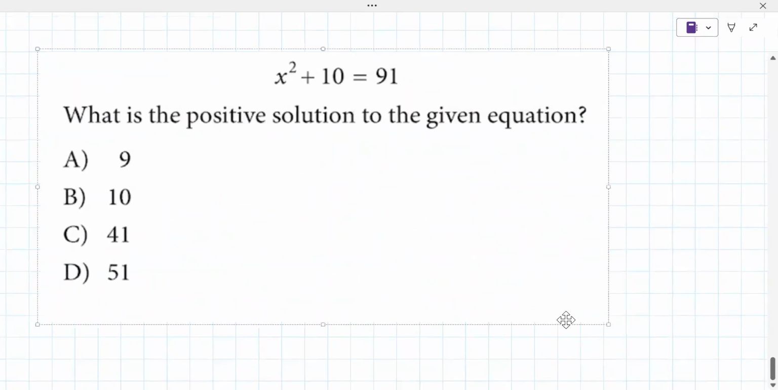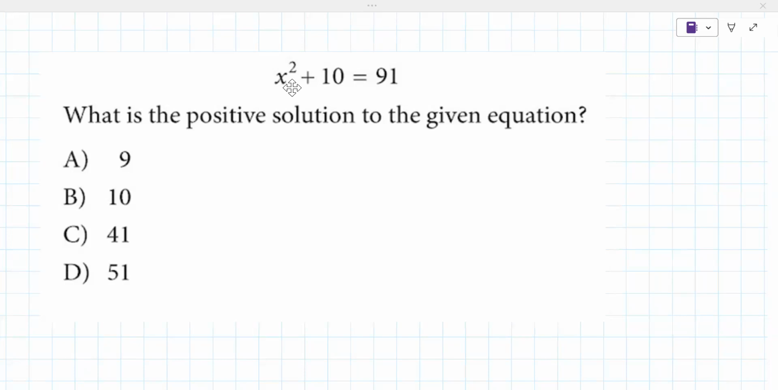Now here's a new problem. It says, what is the positive solution to the given equation? So your choice here is to substitute the answers. Notice you'd be substituting them in just one place. But two of the answers are kind of large. Do you know what 41 squared is? Assume you don't have a calculator for the moment. Do you know what 51 squared is? Probably not. So that's where you have to think about what you can actually do here.